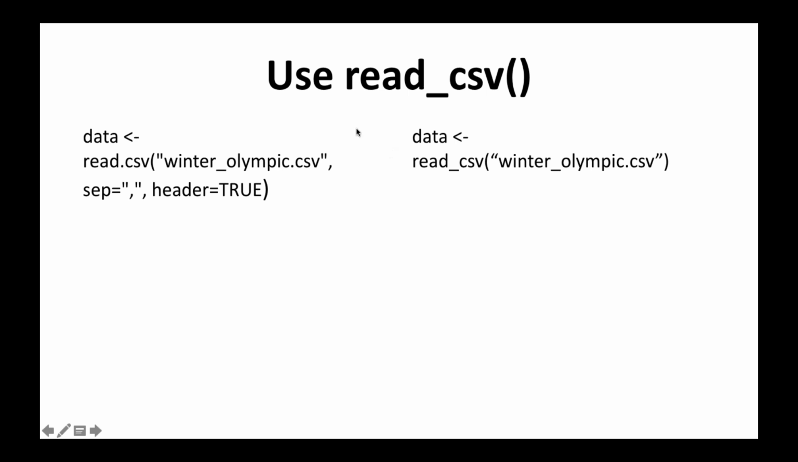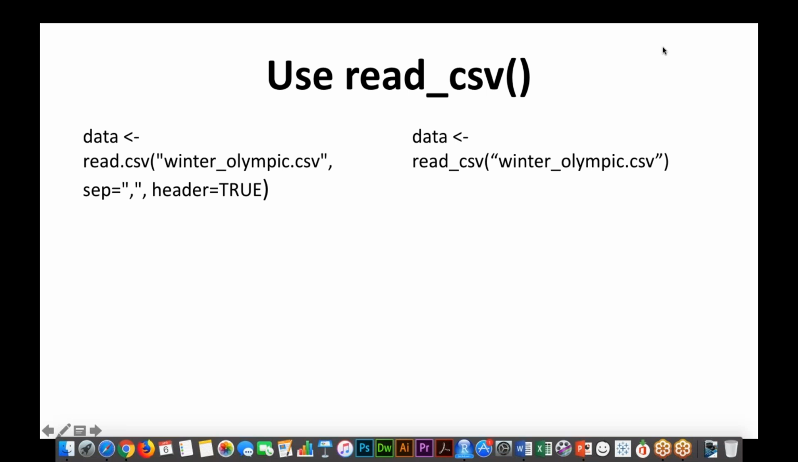Let's keep going. When we're using the read underscore CSV function, first, we typically, which is not written here, enable the readr library. That's going to be a practice that I want you to do. Second, we are going to assign it to a variable data, and we're going to just pass in our Winter Olympics underscore CSV file here.